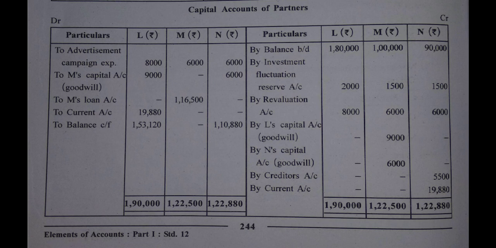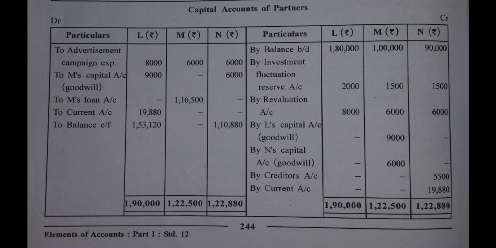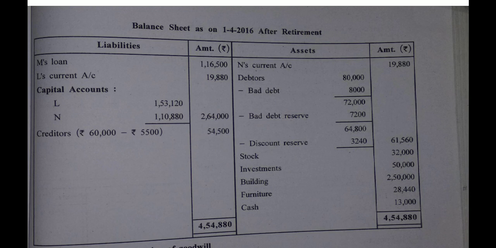Next you have balance carried forward, which is to be again written in capital accounts with respective amounts, and the net amount of capital of the firm is 2,64,000. Lastly, in partners' capital accounts, on credit side it is written by current account 19,880. Adjustment number 6. This answer appears on credit side, hence it is to be transferred on debit side of the new balance sheet. You can see N's current account 19,880. The amount of difference.